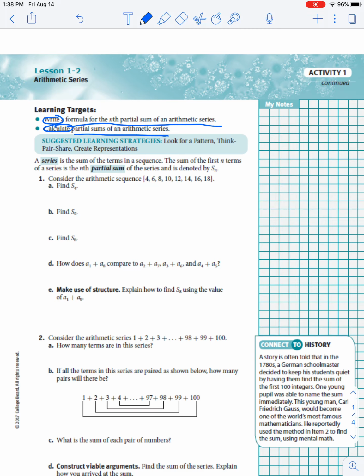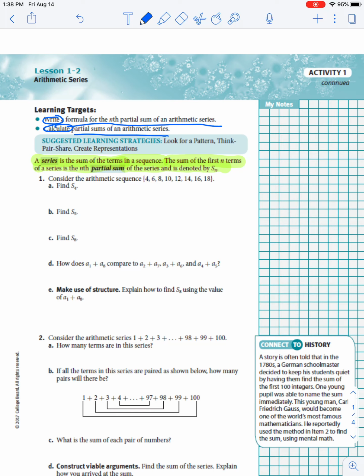So first we're going to talk a little bit about what a series is and how it's different than an arithmetic sequence. A series is the sum of the terms in a sequence. The sum of the first n terms of a series is the nth partial sum of the series and is denoted by S sub n is how we'll read that. And so a series is basically a sum of all of the terms or some of the terms, a certain number of the terms. We want to know the sum of the terms in that sequence. And again, we're working with arithmetic sequences today.